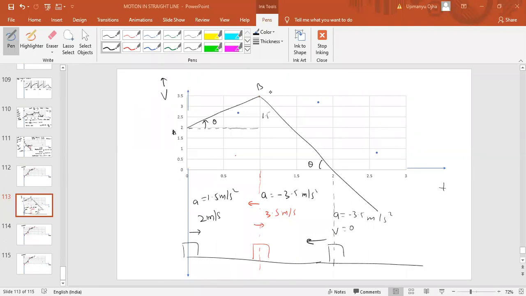Which means from A to B, the velocity and acceleration direction are same. That is why velocity is increasing up to B. But at B, the acceleration becomes negative, minus 3.5. Because of this negative acceleration, the velocity of the particle will decrease and it becomes 0 at 2 seconds. So at 2 seconds, its velocity becomes 0. Then what will happen? After 2 seconds, its velocity will increase. But in which direction? In the negative direction. So the particle will turn back at t equal to 2 seconds.